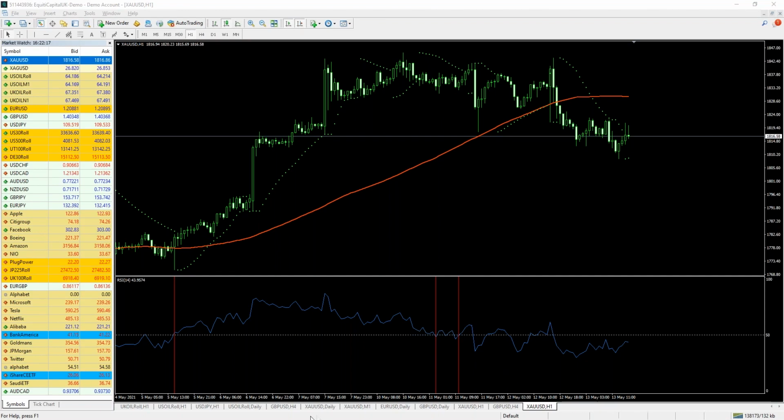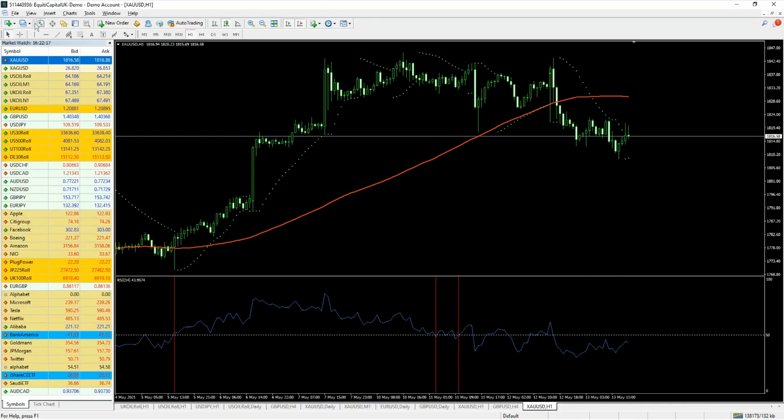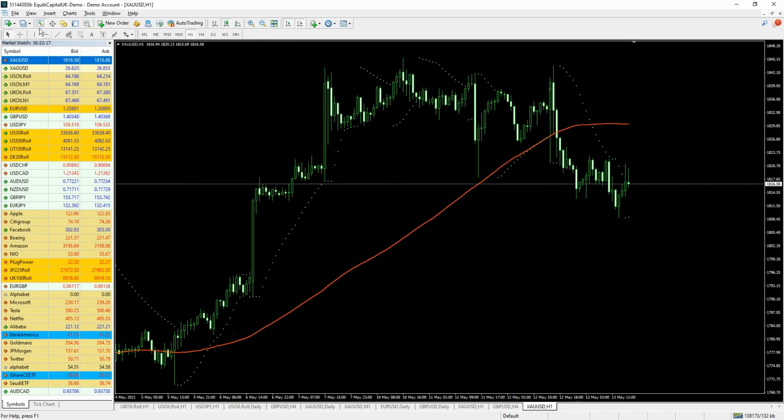All right, so these are the types of indicators in general. We have a two-line cross, we have a zero or a middle line cross, or inside chart indicators. Right? We have also another indicator where there is a two-line cross and at the same time a middle line cross. For instance, the MACD. Okay, the MACD. All right, the MACD is an indicator.